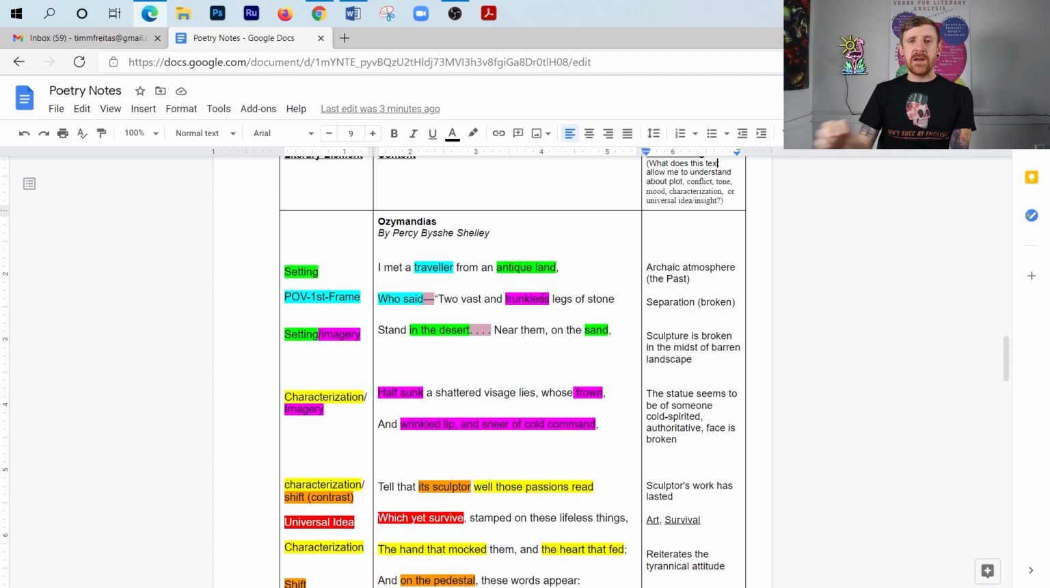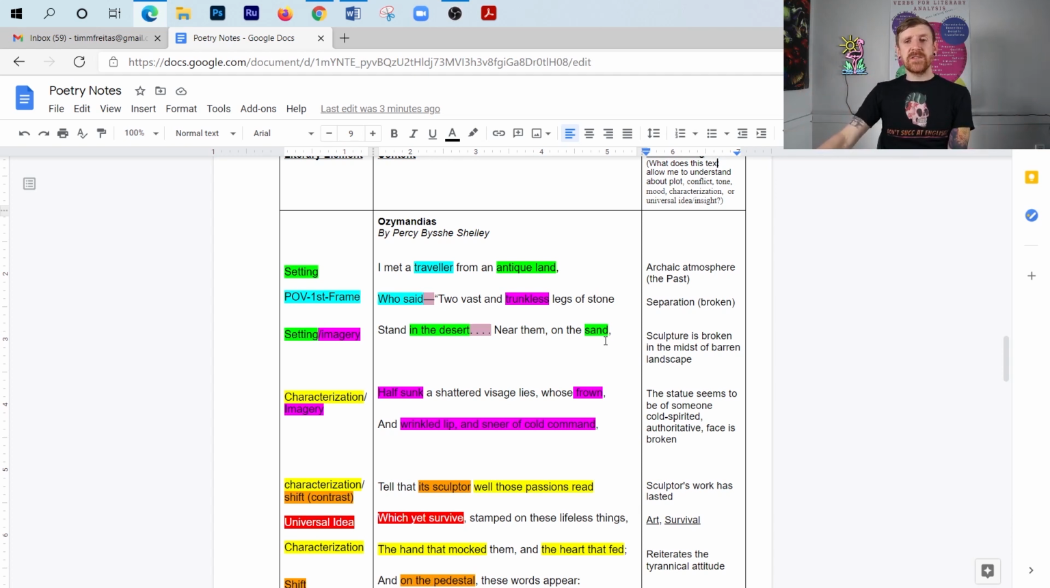All right, it's broken. But I also notice that we have a first-person point of view, and then it shifts to a first-person frame narrative, and frame narratives always separate. So now I've got a structure that's broken, and I've got a narrative that's broken. And that right there, I'm like, okay, so what does this frame narrative and this separation allow me to understand? That there is something separated here and broken here.